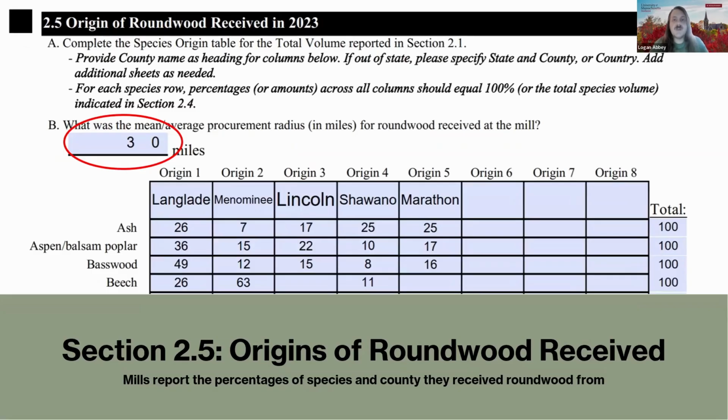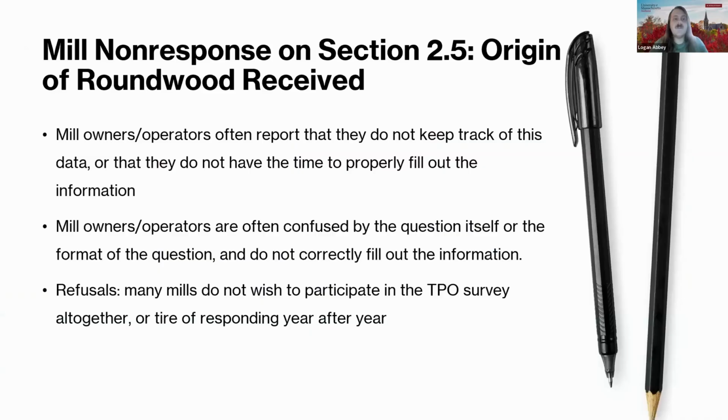We do see a lot of non-response for section 2.5. Mill owners and operators, or procurement foresters, or whoever might fill out the survey for us, a lot of times tell us that they aren't keeping records about this kind of information, or maybe they are, but they can't take the time out of their day to chase it down for us. A lot of people are confused by the question itself. The big species county matrix is daunting to them. They don't fill it out correctly or completely. And there's also a flat out refusal.